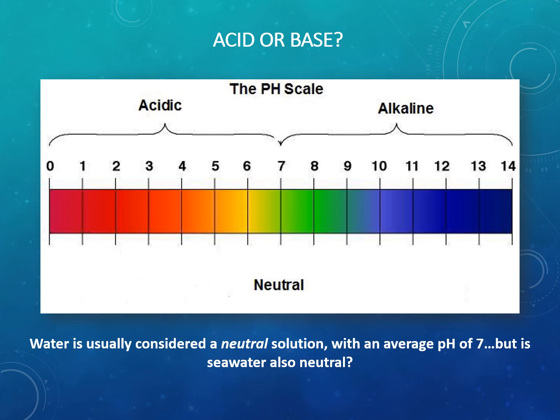So when we have an acid, there's more hydrogen ions present in a solution. When we have a base, there's more hydroxide ions in solution. So on this diagram, we have the pH scale. We have acidic on the left from 7 down to 0, and we have alkaline or basic on the right from 7 to 14.